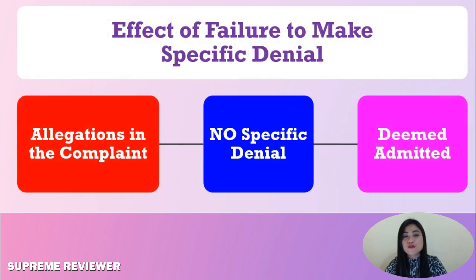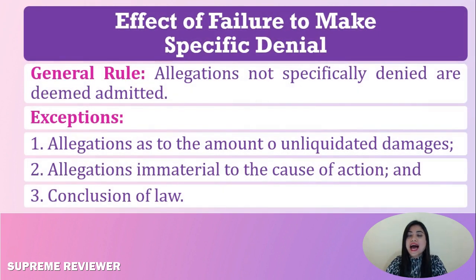What is the effect of failure to make specific denial? Material averments in the complaint, other than those as to the amount of unliquidated damages, shall be deemed admitted when not specifically denied. So the general rule is allegations not specifically denied are deemed admitted. Exceptions: allegations as to the amount of unliquidated damages, allegations immaterial to the cause of action, and conclusions of law. So these exceptions are actually not deemed admitted even if they are not specifically denied.